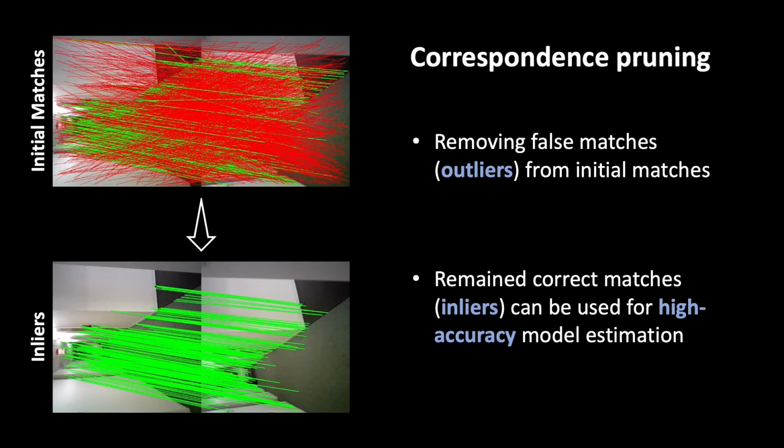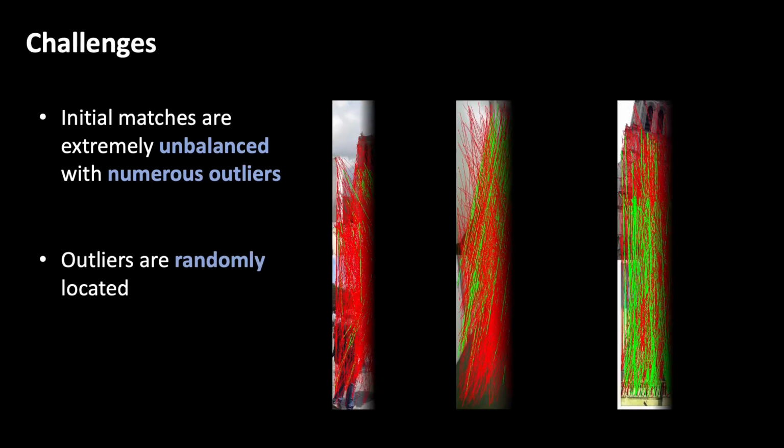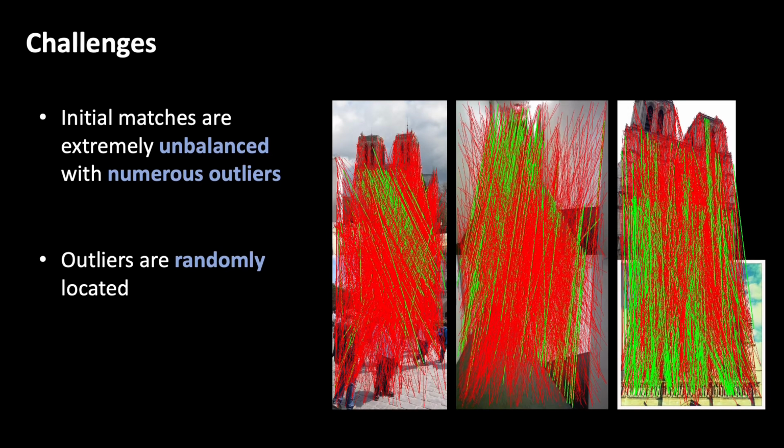Such matrix is crucial for many computer vision tasks such as 3D reconstruction and visual localization. In practice, the pruning process is challenging because basically the initial matches are extremely unbalanced with numerous outliers, and these outliers are randomly located. Given such unbalanced data, it is highly non-trivial to identify inliers even for human beings.